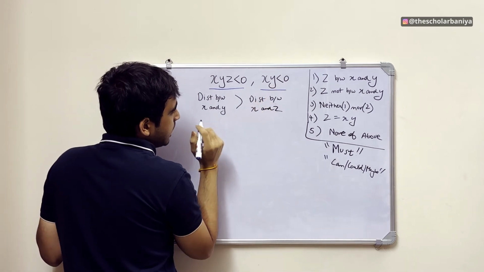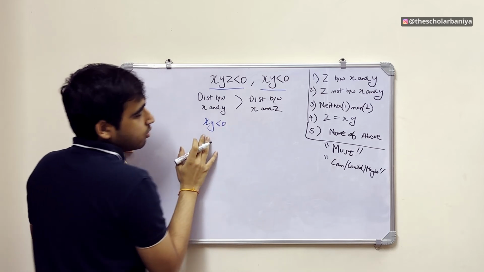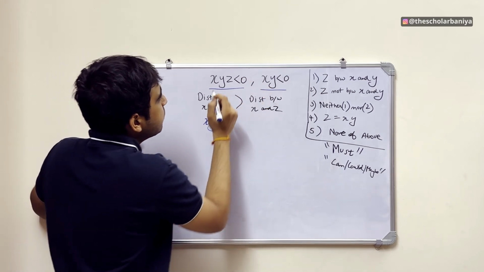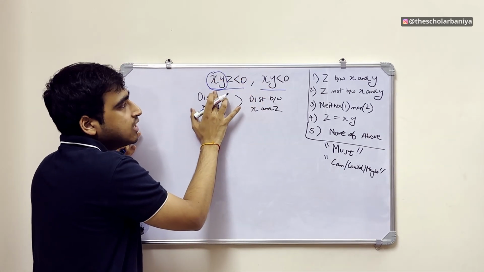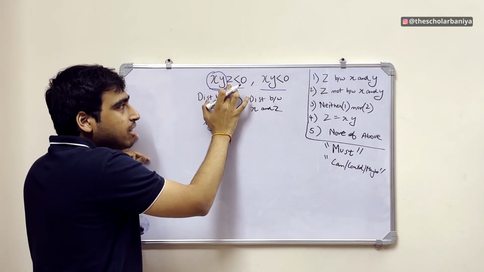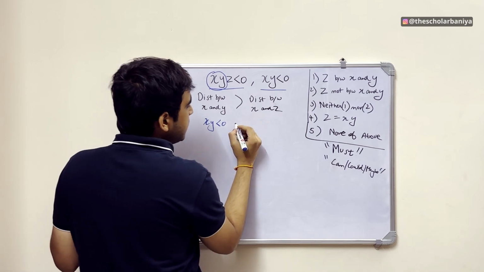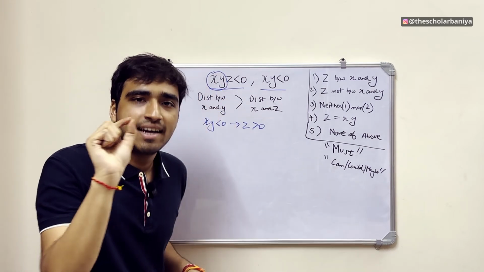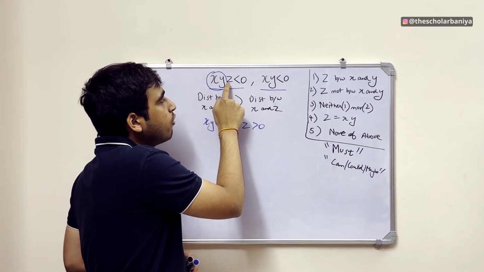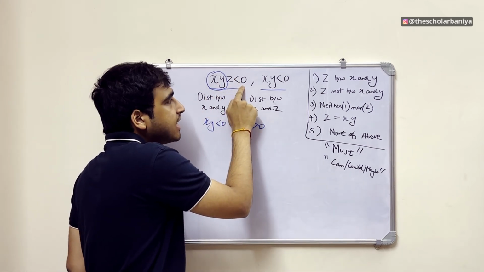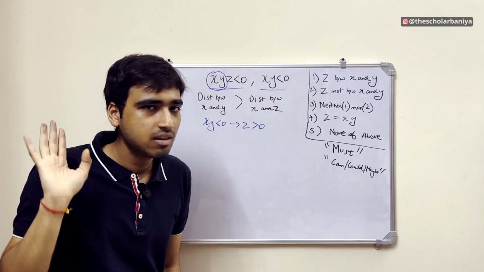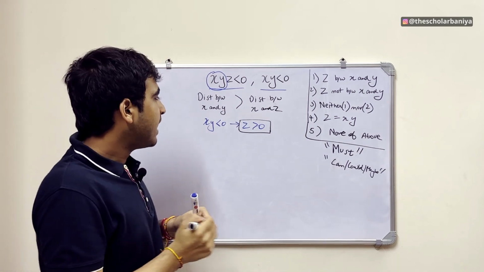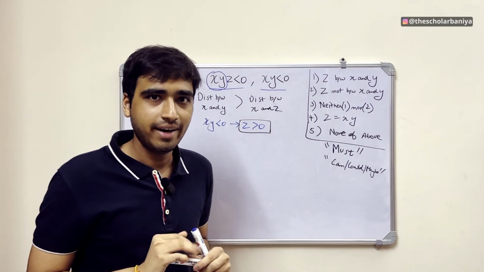Okay, so firstly, it's given xyz is less than 0 and xy is less than 0. If xy is less than 0, and we know xyz is less than 0, that means z has to be positive, because if z were negative, then negative times negative would have been positive. But because this is negative, z has to be positive. This is one thing which should be very clear. So this is one conclusion that we can make, that z is greater than 0.